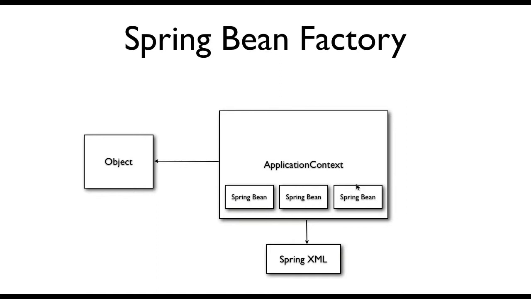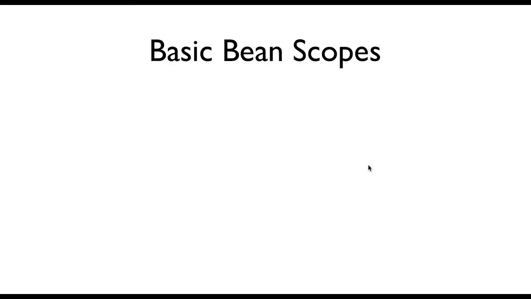Now, this leads to a couple of points which we have to understand before we see how we can configure it differently. This leads to the concept of scopes. Now, there are two basic bean scopes in Spring. The first bean scope is called singleton.